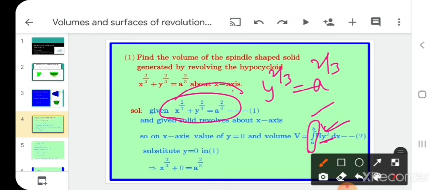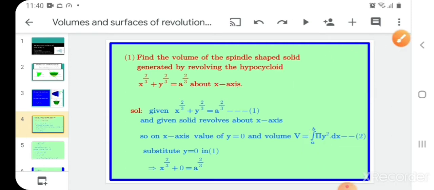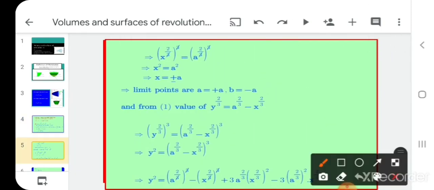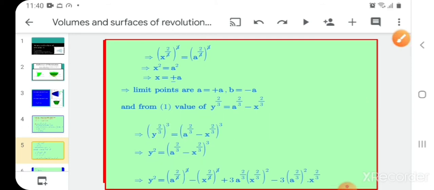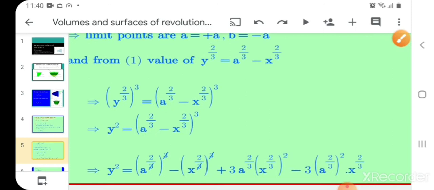Now take x power 2 by 3 to the LHS. On the RHS, what do we get? x minus x power 2 by 3. From equation number 1, what is the value of y power 2 by 3? a power 2 by 3 minus x power 2 by 3. See here, I read here. y power 2 by 3 equals a power 2 by 3 minus x power 2 by 3. But we want the y square value. Again, cubing on both sides. Here I cube on both sides. What happened? The 3s are cancelled. The remaining term is y square on the LHS. And on the RHS, what do we have here? (a power 2 by 3 minus x power 2 by 3) whole cube.